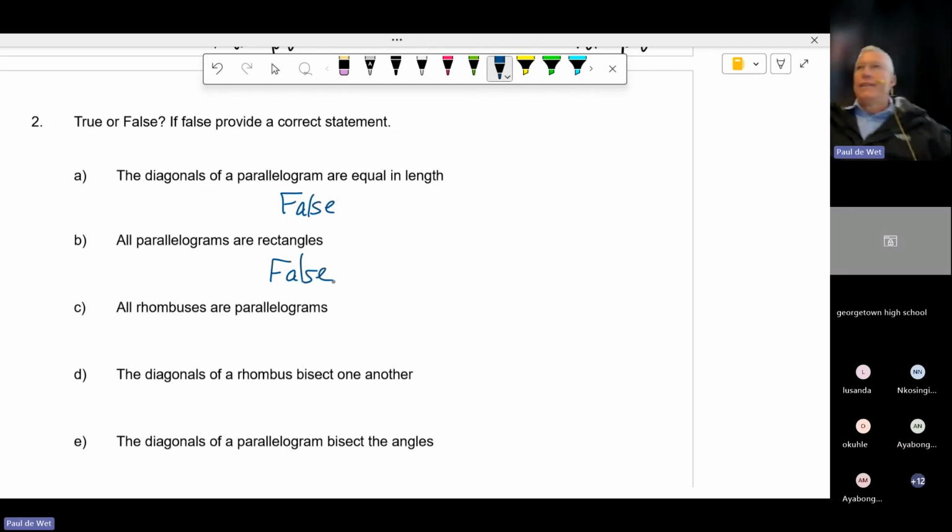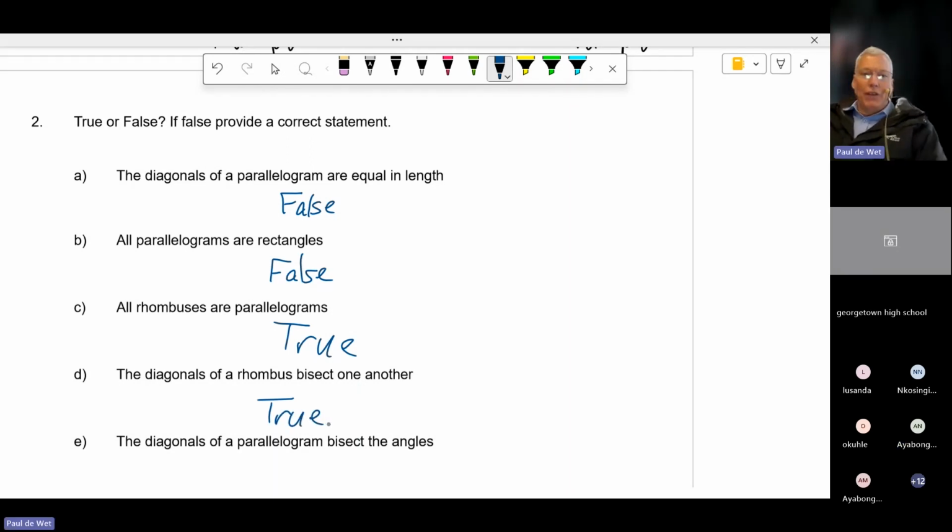All rhombuses are parallelograms. True. True, because the opposite sides are parallel. True. The diagonals of a rhombus bisect one another. True or false? It's true because this is also a parallelogram. It's true.